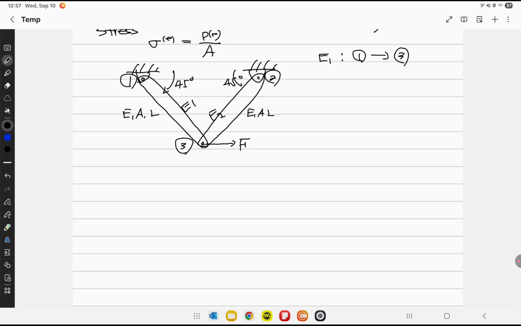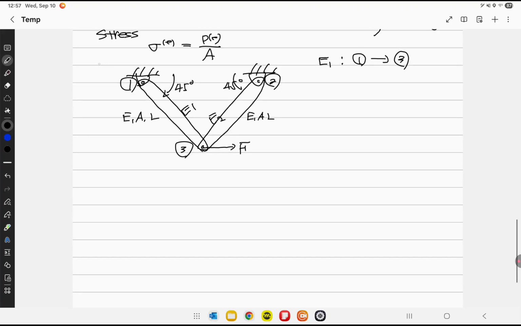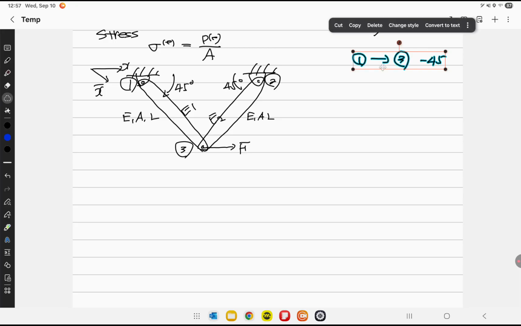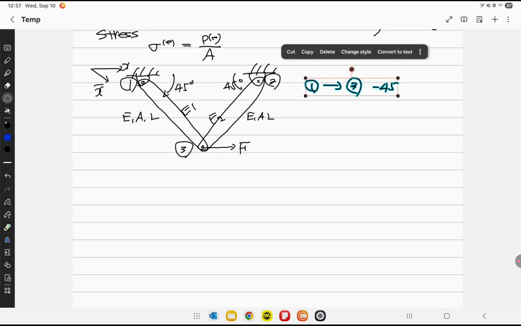Not positive 45? From positive global x to your local x bar, negative 45. So phi will be negative 45. Okay, let me change my writing a little bit. So move to here. So this is my E1 angle phi.